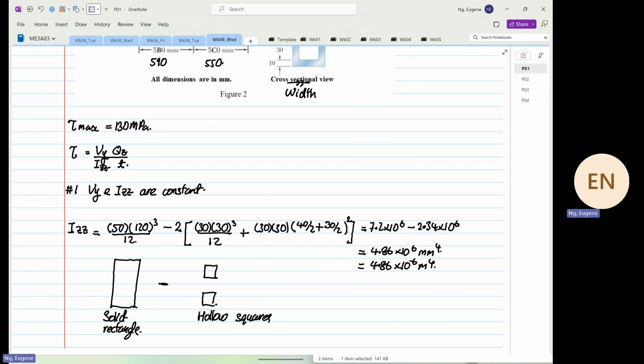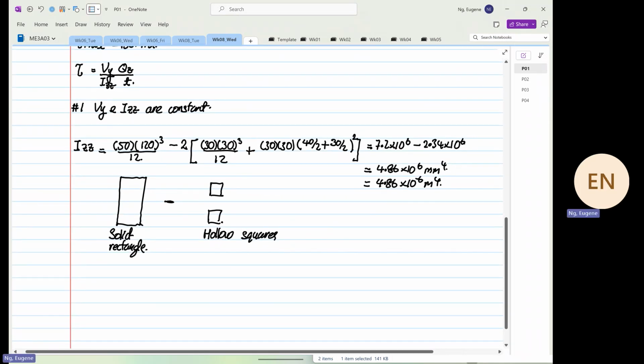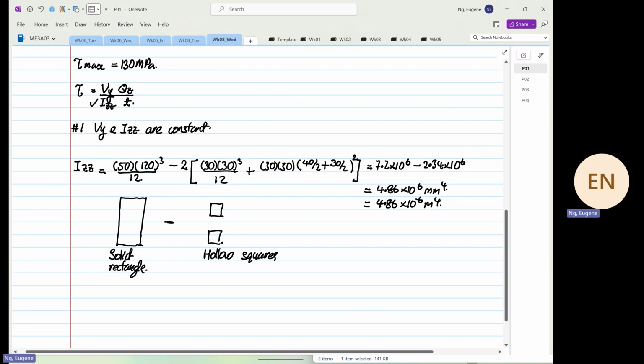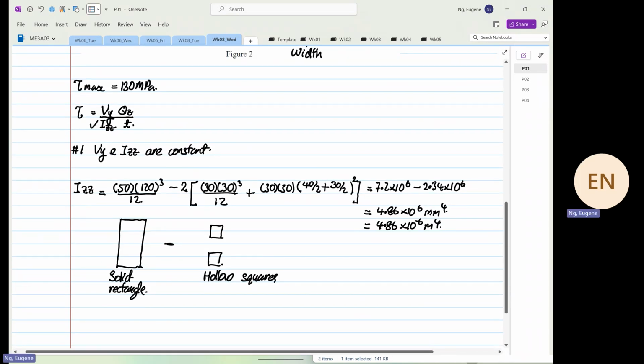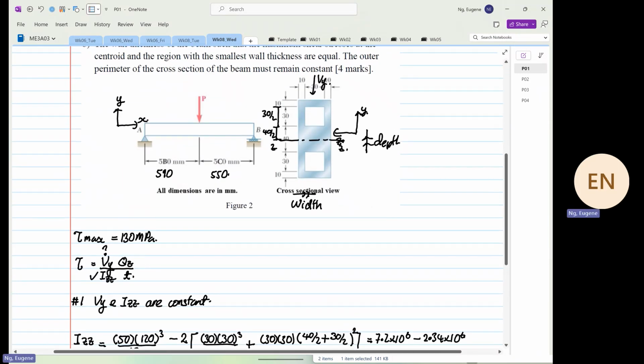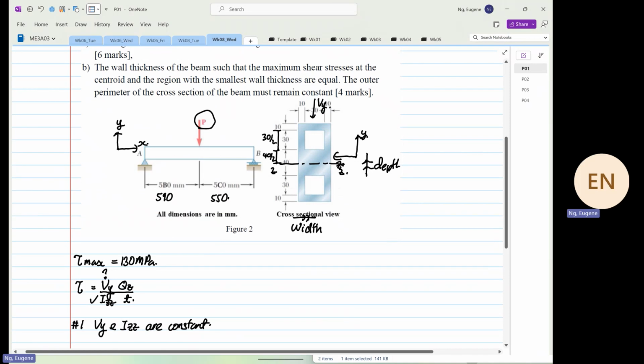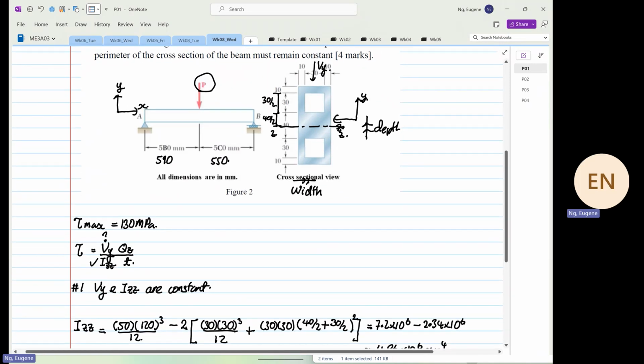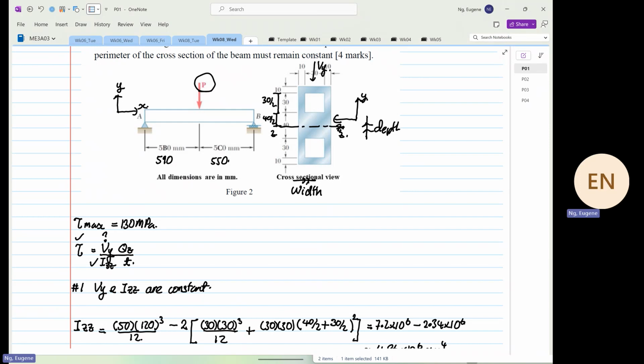So the next thing we're going to do is determine our Q values. Okay, so we have our Izz. In this question, what we would like to identify is our Vy. We don't know our Vy, okay? For these questions, we are going to determine the largest P. Vy, we don't know. What we do know is the shear stress, which is 130. We have found our Izz. Next, we are going to determine our Qz.